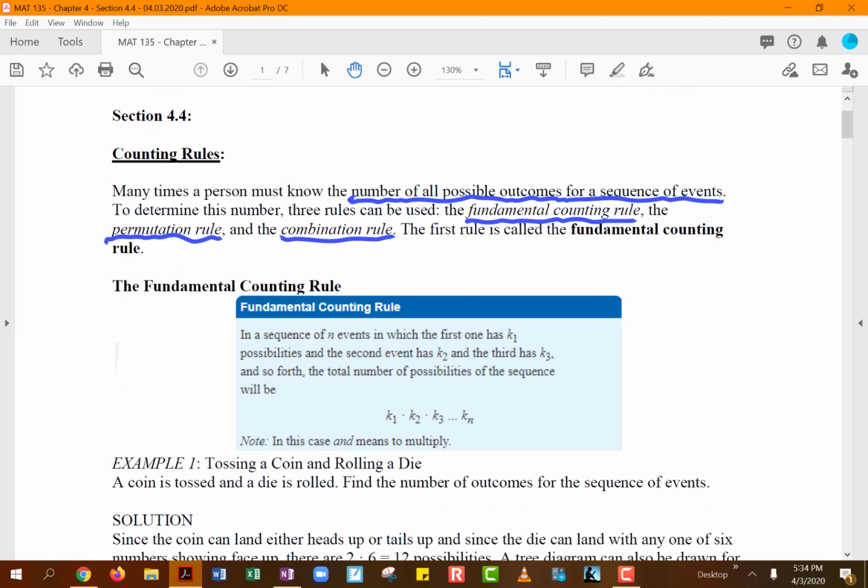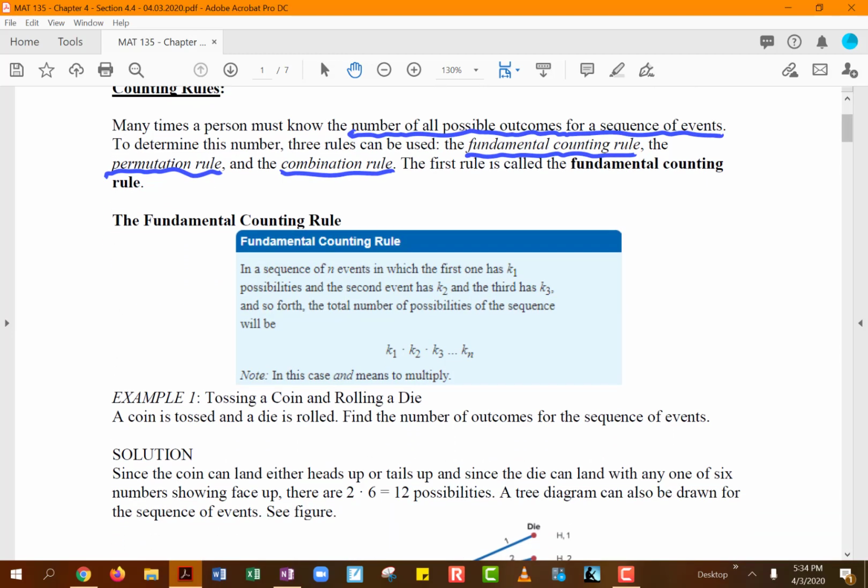Okay, so let's start with our fundamental counting rule. If you have a sequence of n events, where n is the total number of events you're going to have, in which the first one has k1 possibilities, the second event will have k2 possibilities, and the third event will have k3 possibilities. And of course you can keep going depending on how many events there are in your sequence. We're saying the total number of possibilities.